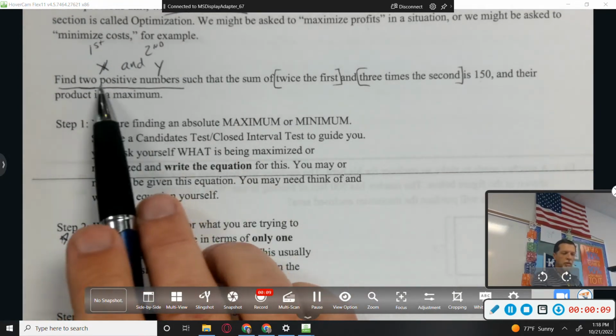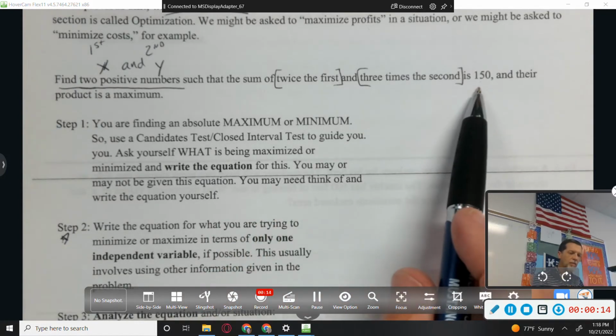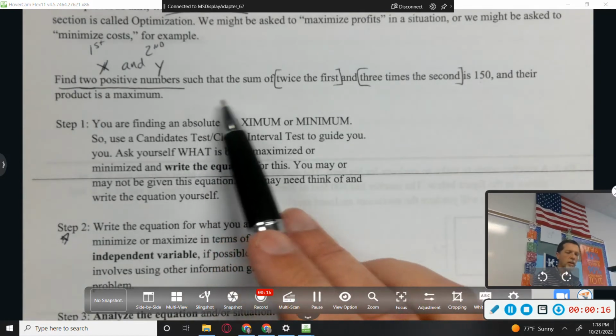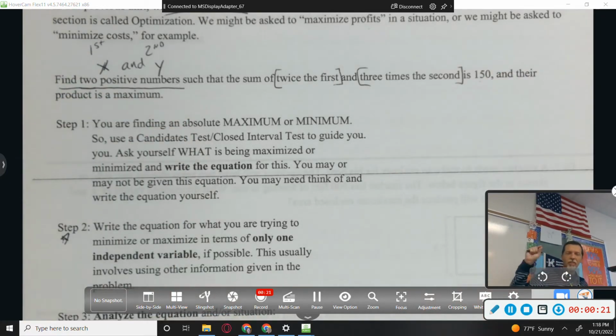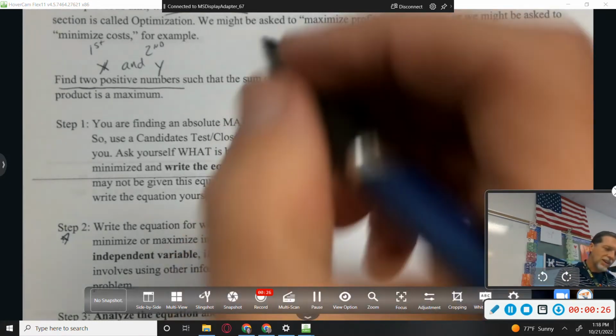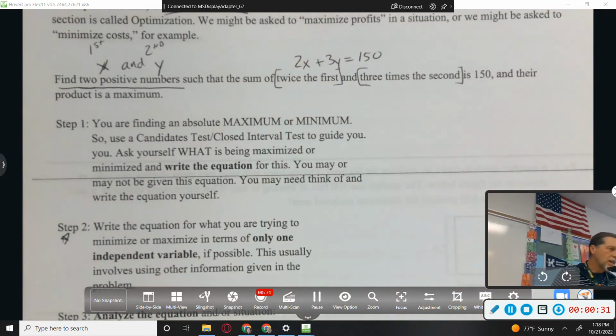Find two positive numbers, we'll call them x and y, such that the sum of twice the first and 3 times the second is 150, and their product is a maximum. I'm not worried about the product is a maximum yet. If the sum of twice the first and 3 times the second is 150, what does that mean? 2x plus 3y equals 150. So a little bit of translating English into math. Twice the first, 3 times the second is 150. And the product is a maximum.